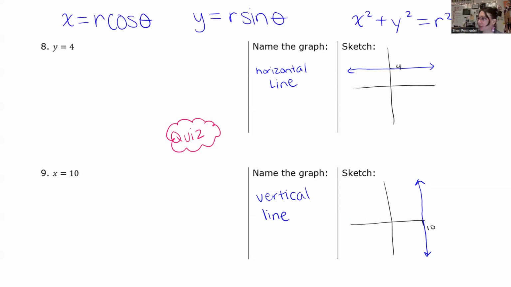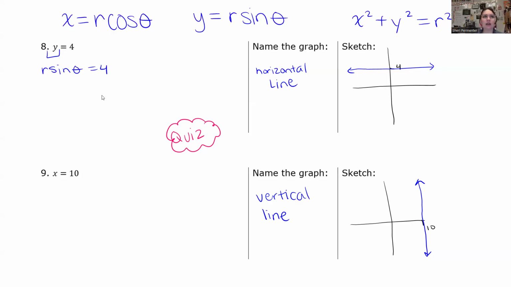These two questions in particular help you with the quiz. So I'm going to show you exactly what I want your quiz question to look like. It says that I want to see steps, and it says no fractions as your answer. So this is a y equals equation, and looking at our equation conversions, if I know y, then I know that y is equal to r sine theta. So I'm going to replace y with r sine theta equals 4.